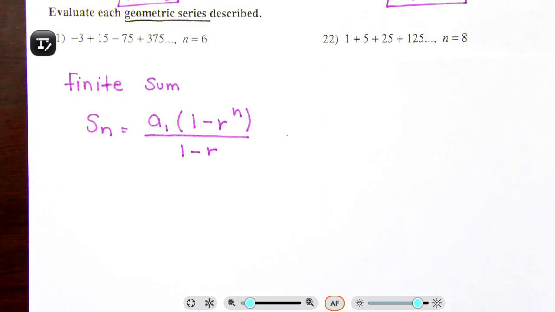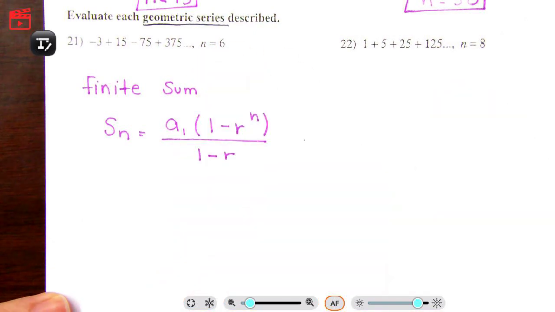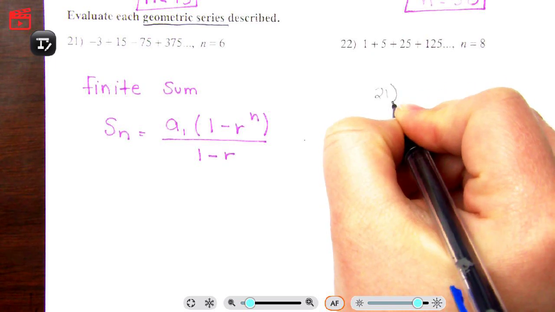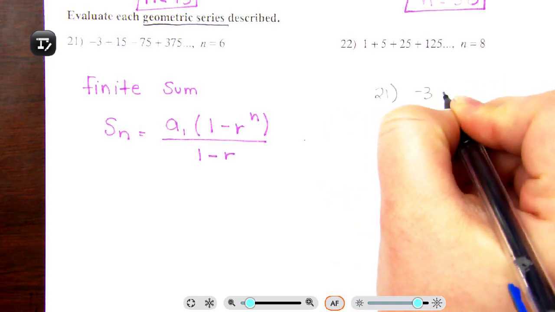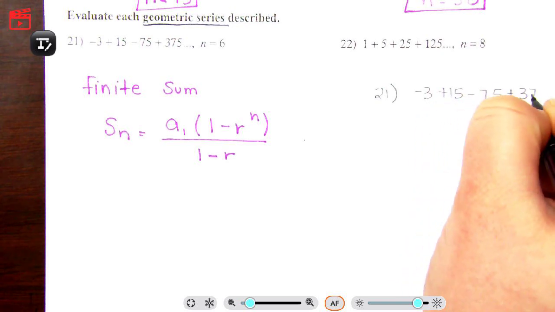Number 21, don't worry that it says dot, dot, dot, because you know what the last term is. Last term is going to be 6. So we basically know when the last term is. Okay, so let's use the given information. 21 is telling us -3 plus 15 minus 75 plus 375.